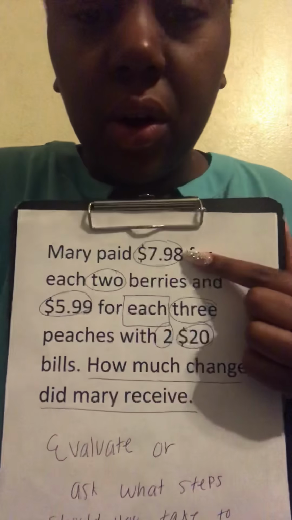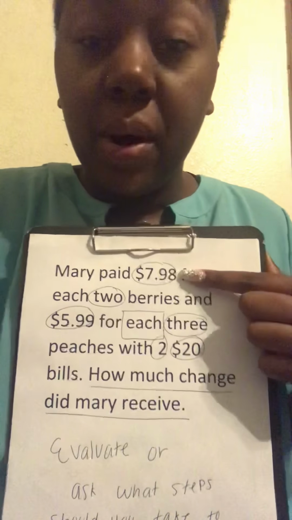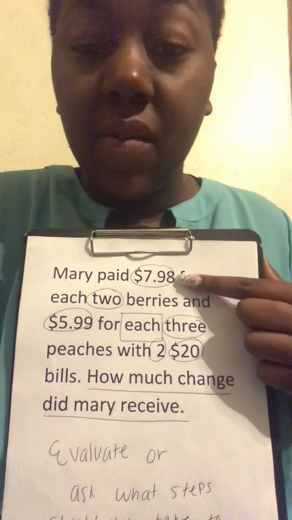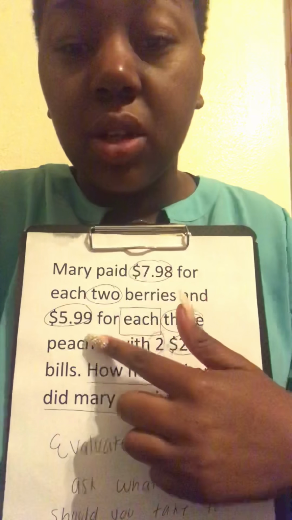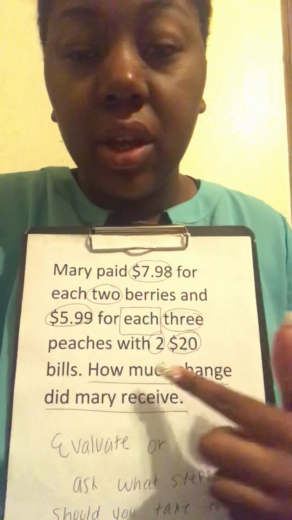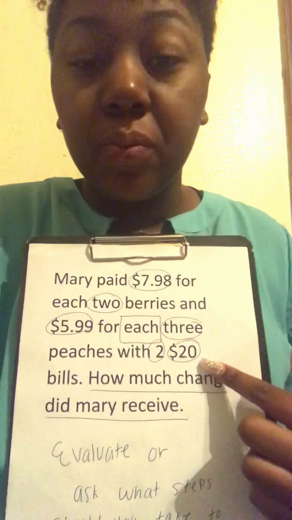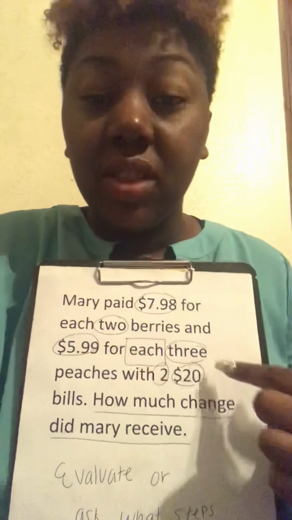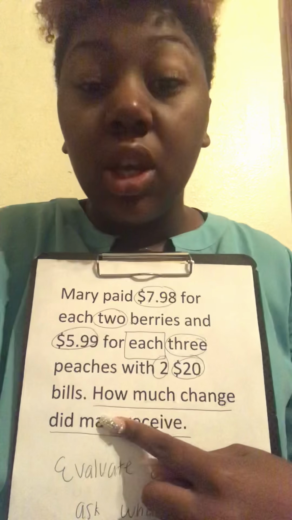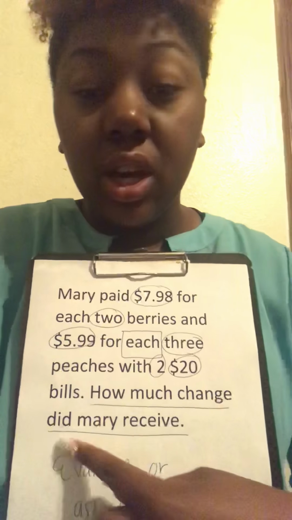So in this question, it says Mary paid $7.98 for each 2 berries and $5.99 for each 3 peaches. With 2 $20 bills, how much change did Mary actually receive? If you look at this question, you will circle all of the components that use these numbers. So you would circle $7.98, you would circle 2, you would circle $5.99, you would circle 3, the number 2, and also $20.